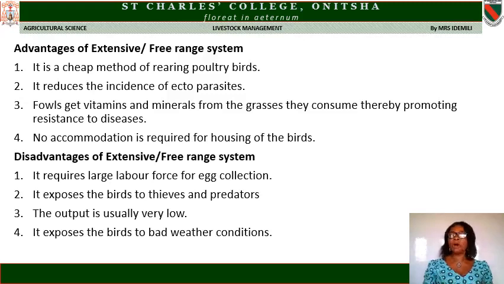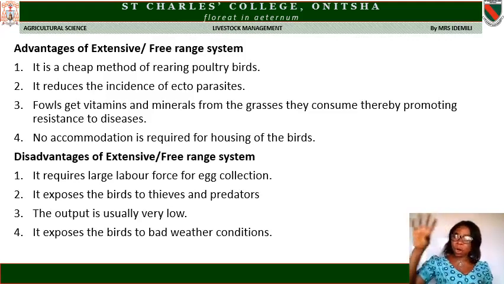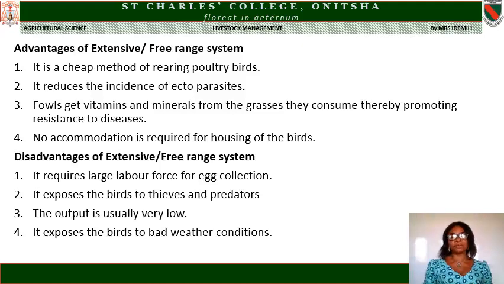Disadvantages of the extensive or free-range system. 1. It requires a large labor force to collect eggs because they lay eggs anywhere, which means there must be labor to be able to collect these eggs from where they have been laid. 2. It exposes the birds to thieves and predators. People can easily get rid of these birds, steal them, or whatever. 3. The output is usually very low. And then 4. It exposes the birds to bad weather conditions.